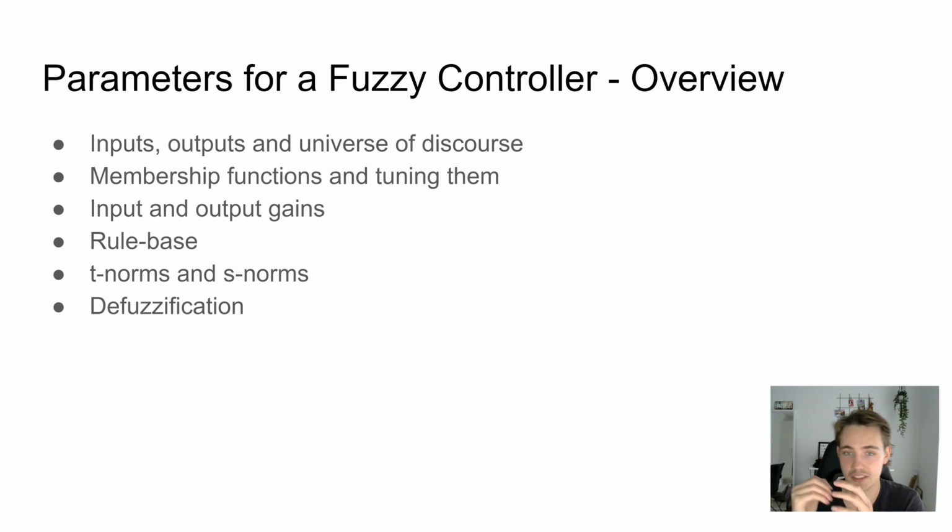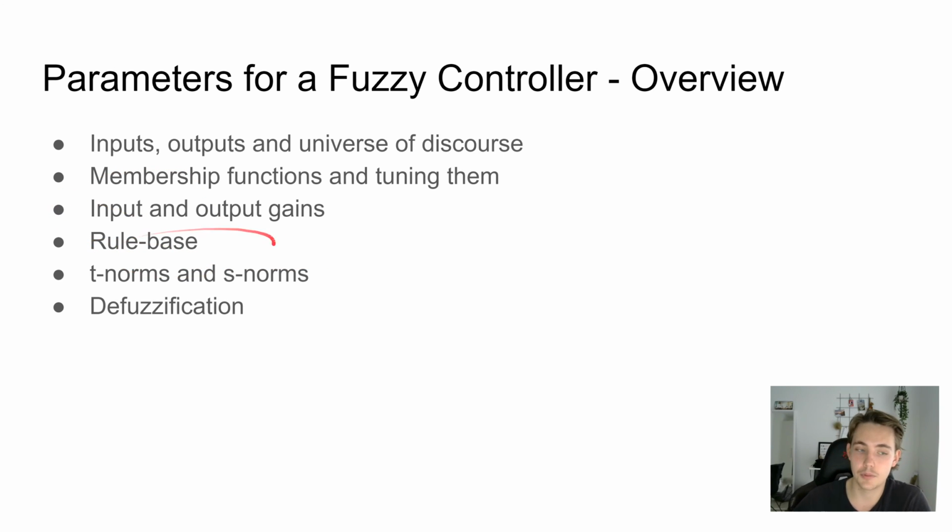So just to give you an overview of the parameters for a fuzzy logic controller, before we see an example of how we can implement one in FuzzyLite. We have the inputs and the outputs, and we also have this universe of discourse on the x-axis, which is our input to the fuzzy logic controller. Then we have this membership function, which describes how much our membership function applies to the given situation. Then we can tune our membership functions, which we just went over on the previous slides. We also have these input and output gains that we can specify and play around with to get the output that we want.